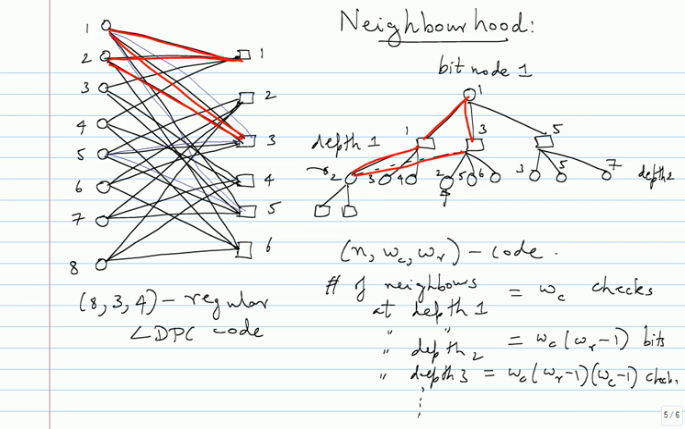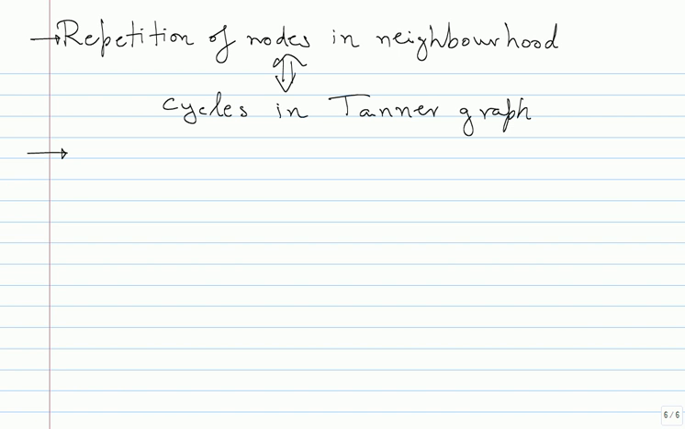You will get repetitions at depth 2 if there is a length 4 cycle in the Tanner graph. You will get repetitions at depth 3 if there is a length 6 cycle in the Tanner graph. There cannot be a length 5 cycle in this bipartite graph, right? If you start at some point, you can come back to it only after an even number of jumps. That's because of the bipartite nature. In general graphs it's possible, but in bipartite graphs it will happen only after an even number of jumps. And in general, if there is a length 2L cycle in the Tanner graph, there will be a repetition at depth L for every node involved in that cycle. It may not be very easy to see, but if you imagine that a little bit, you can see that.